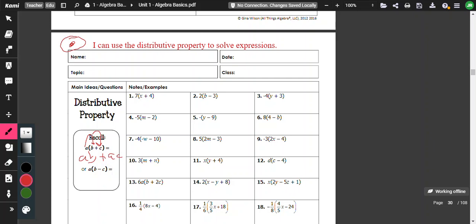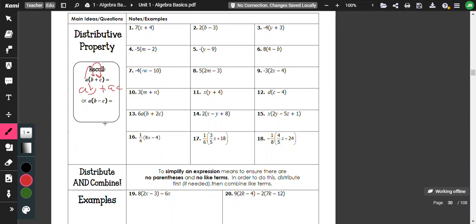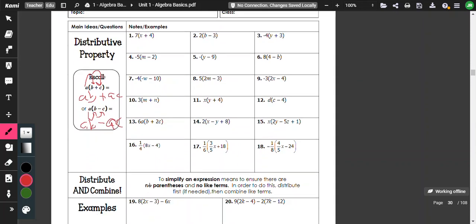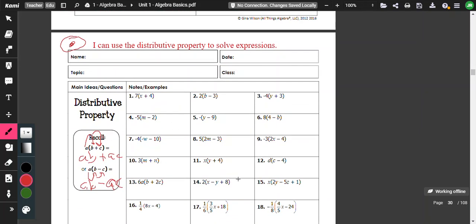Likewise, this is true even if there's a negative sign. So a times b minus c, we're going to distribute. We're going to draw our little arrow and go a times b is ab minus a times c is ac. So the rest of these problems are just distributing a number or a variable into a set of parentheses, and then combining like terms if necessary.